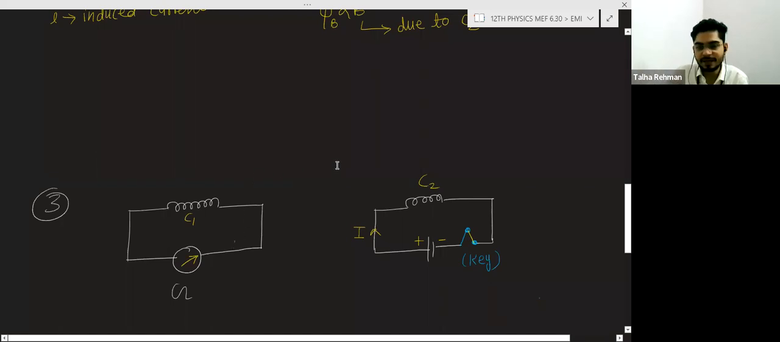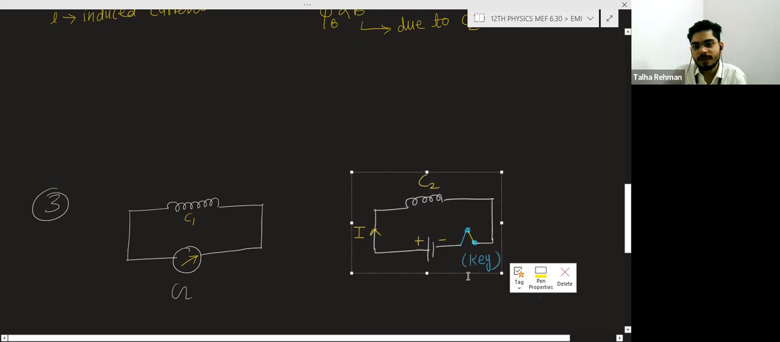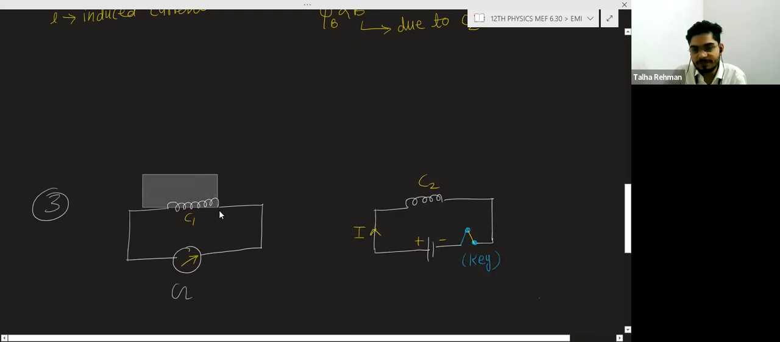Because magnetic field is like that. This is a magnet, and suppose here is a magnet instead of this. So due to this magnet, there will be some magnetic field here, na?